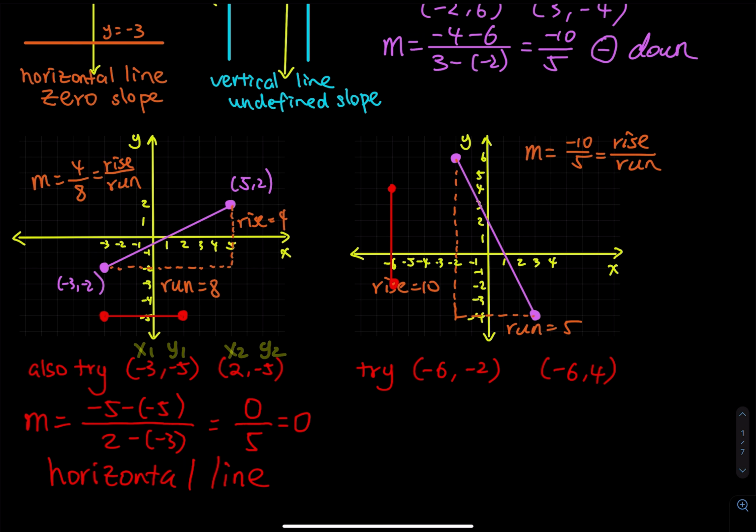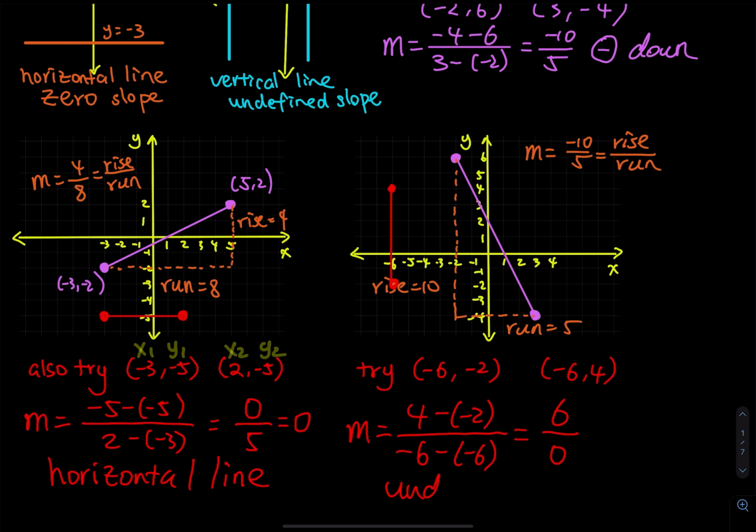So we have m equals y2 minus y1, and then here is the problem, x2 minus x1. So you have a 0 in the denominator and a 6 on top. 6 divided by 0. Please don't tell me that is equal to 0. Any non-zero number, 6, 10, -10, -1,000,000 divided by 0 is undefined. 0 can never be a divisor.